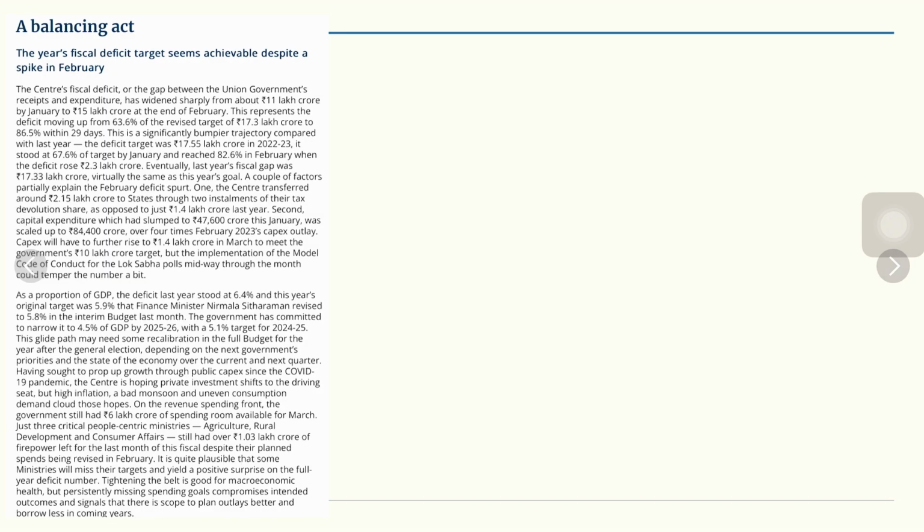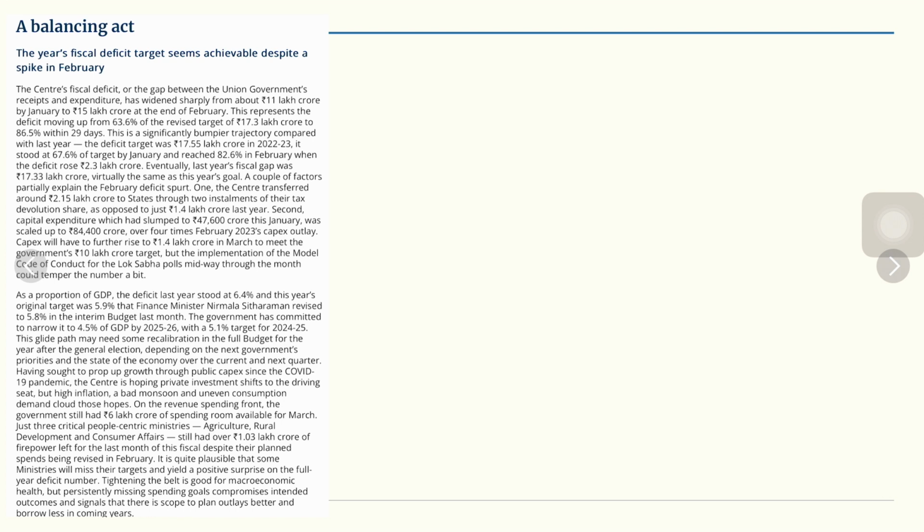So let's start. It is the news about the fiscal deficit of our government. This year's fiscal deficit target seems achievable despite there being a spike in February. So what is the fiscal deficit?